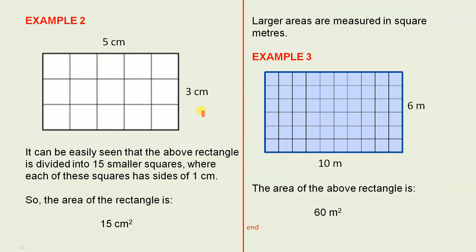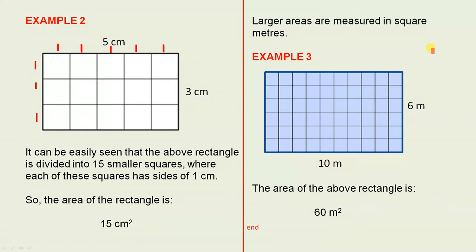Example 2. It can be easily seen that the above rectangle is divided into 15 smaller squares, where each of these squares has sides of 1 centimetre. So this rectangle is 5 centimetres long and 3 centimetres wide. So here we have, for example, 5 tiny squares, each of them with a measurement of 1, and here we have 3 tiny squares, each of them with a measurement of 1. So when we add all these squares up, we just count them. The area of the rectangle is 15 square centimetres.